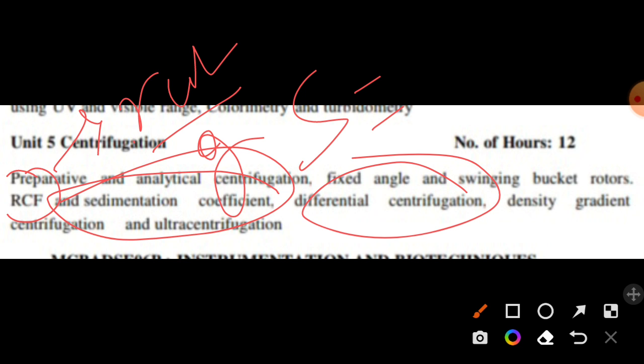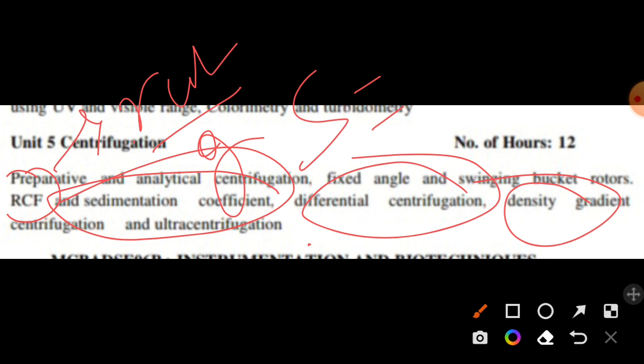Density gradient centrifugation. Density gradient centrifugation is divided into two parts: rate zonal centrifugation, isopycnic centrifugation. Rate zonal centrifugation provides the gradient before centrifugation, and isopycnic centrifugation provides the gradient after centrifugation. Rate zonal centrifugation separates particles on the basis of their size and density, and isopycnic centrifugation separates particles on the basis of their buoyant density mainly.